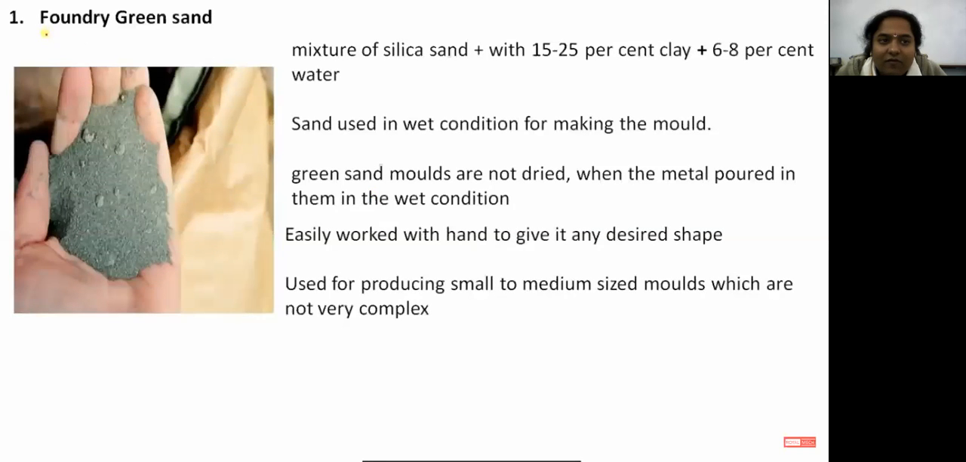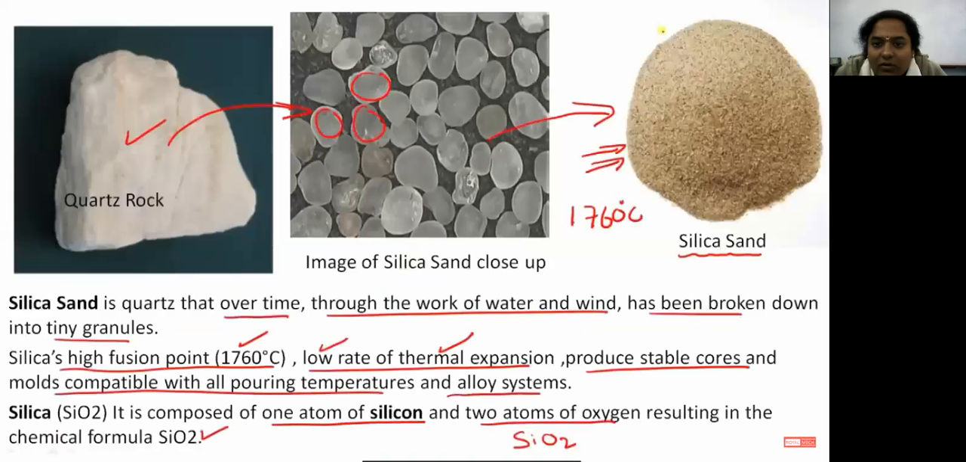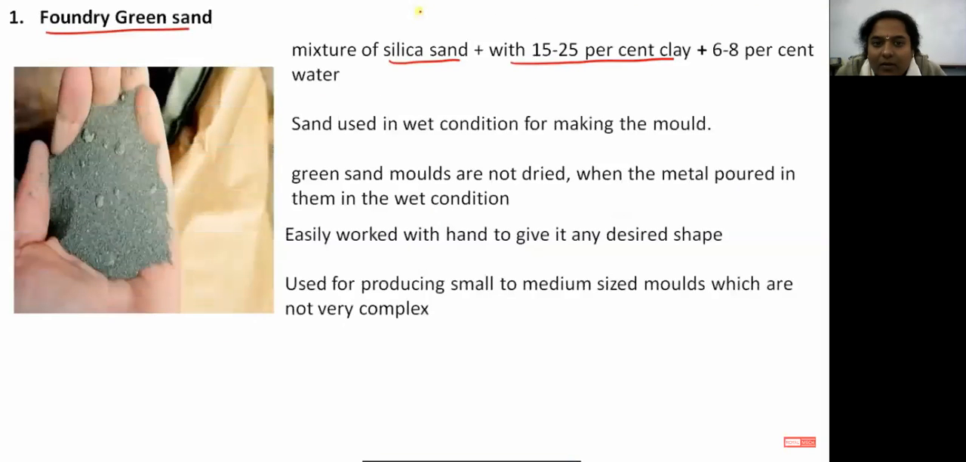First let us see foundry green sand. It is a mixture of silica sand with 15 to 25% of clay and 6 to 8% of water. You can see the silica sand over here. The same mixture, silica sand with 15 to 25% of clay and 6 to 8% of water, is nothing but green sand.